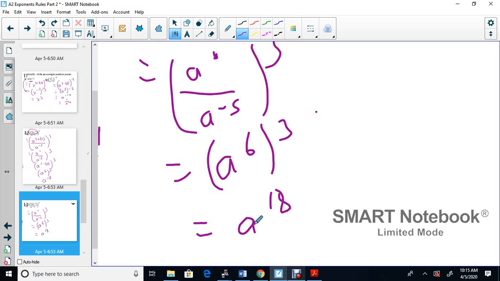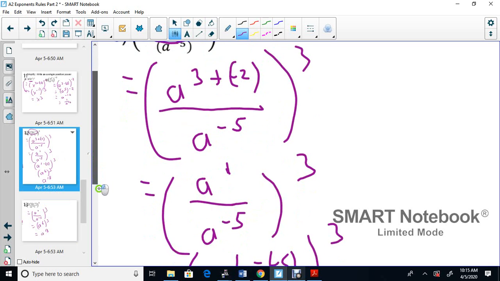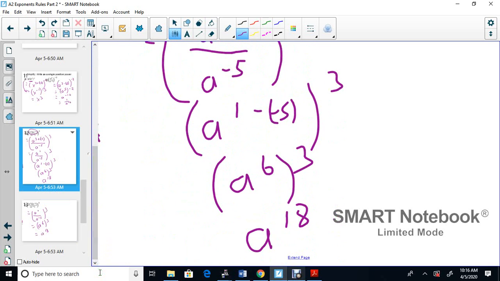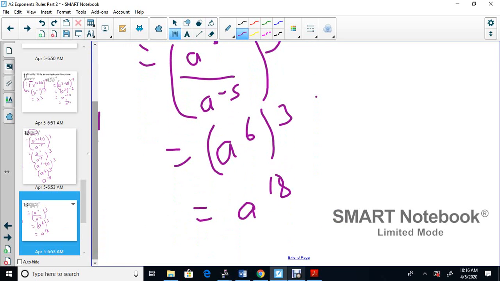Let's see, I got the exact same answer. I just didn't show all the steps. You do not have to show all the steps here. And you get a to the 18 without showing all the steps.